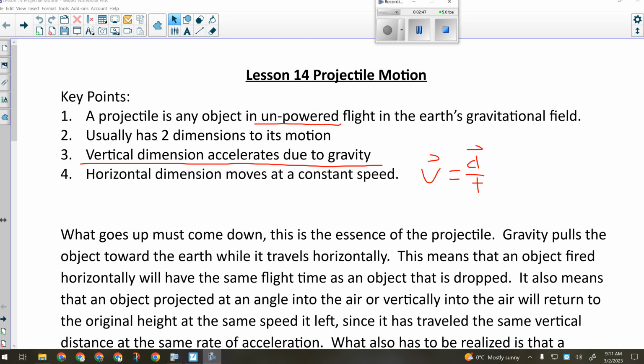Okay, a projectile is something that is in unpowered flight. It doesn't have a motor, so a plane is not a projectile. A rocket is not a projectile. Okay, it has to be unpowered flight in the Earth's gravitational field.